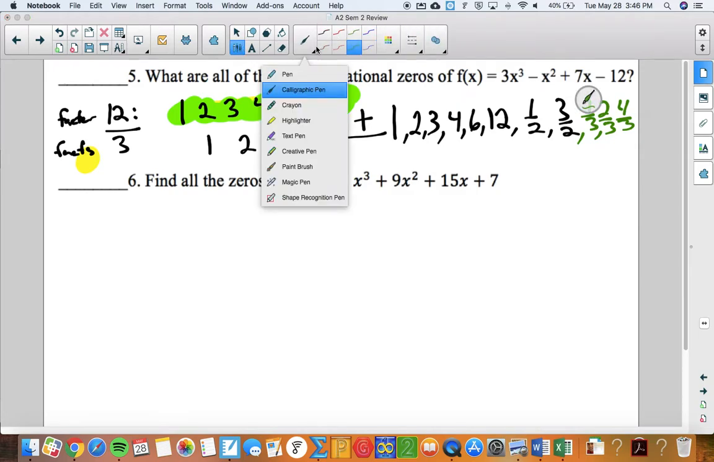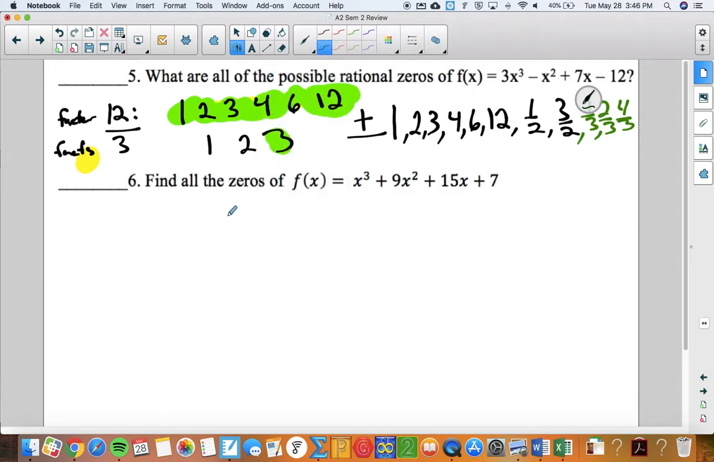Number 6, find all the zeros for this function. So now we're actually going to have to do what we just did up here. Try to experiment to figure out what a 0 could be. Well, it could be 1 or 7, because 1 times 7 equals 7. So that's a factor of my constants. I should write that down.